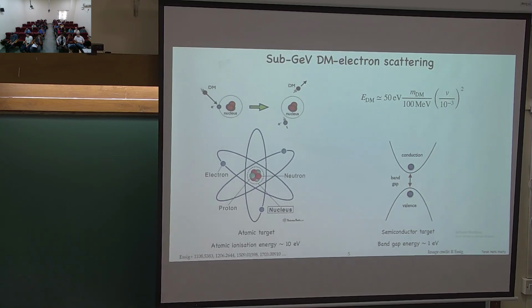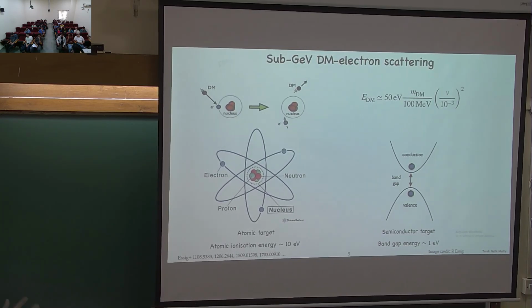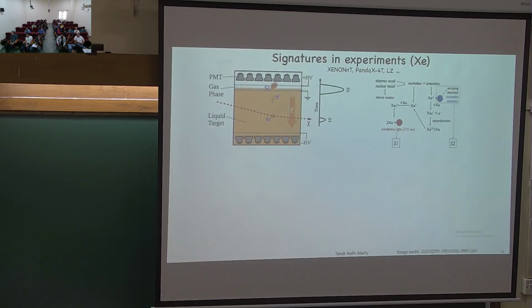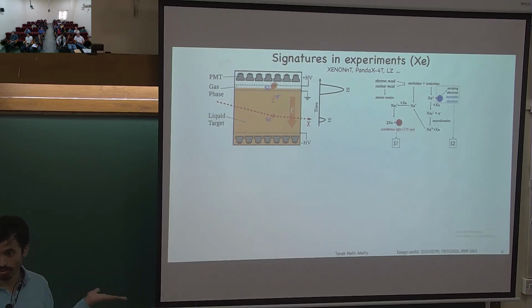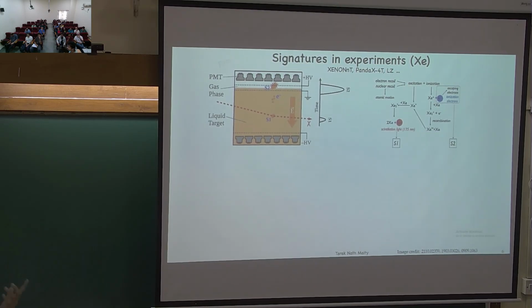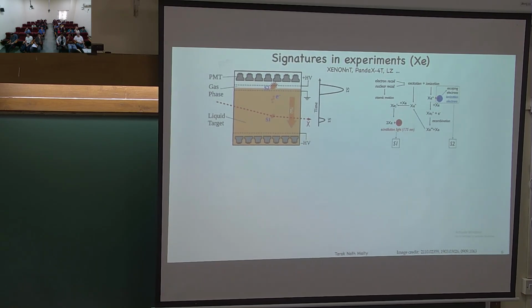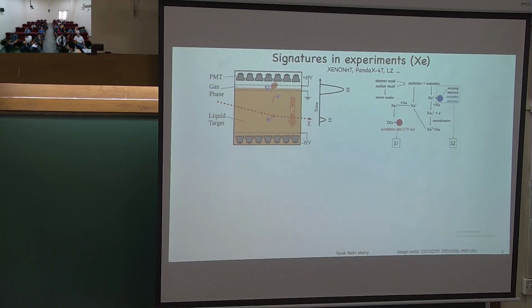Okay. Now given this, are the experiments capable enough to observe this? I will mostly be focusing on two popular types of experiments which are setting the leading bounds in the dark matter parameter space. One is xenon target experiments, the other is semiconductor target experiments. A typical xenon two-phase time projection chamber looks like this. This is the schematic picture for that.